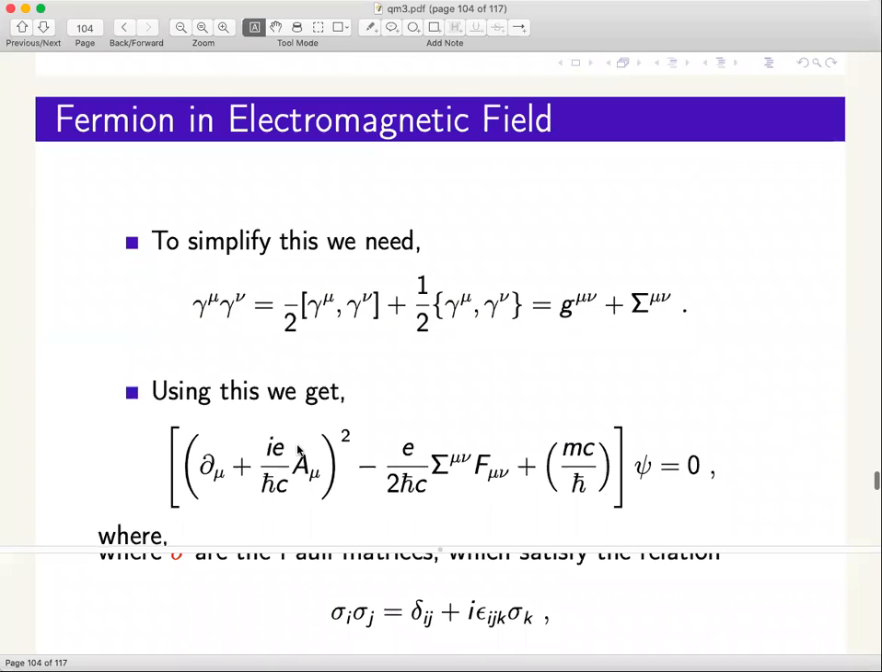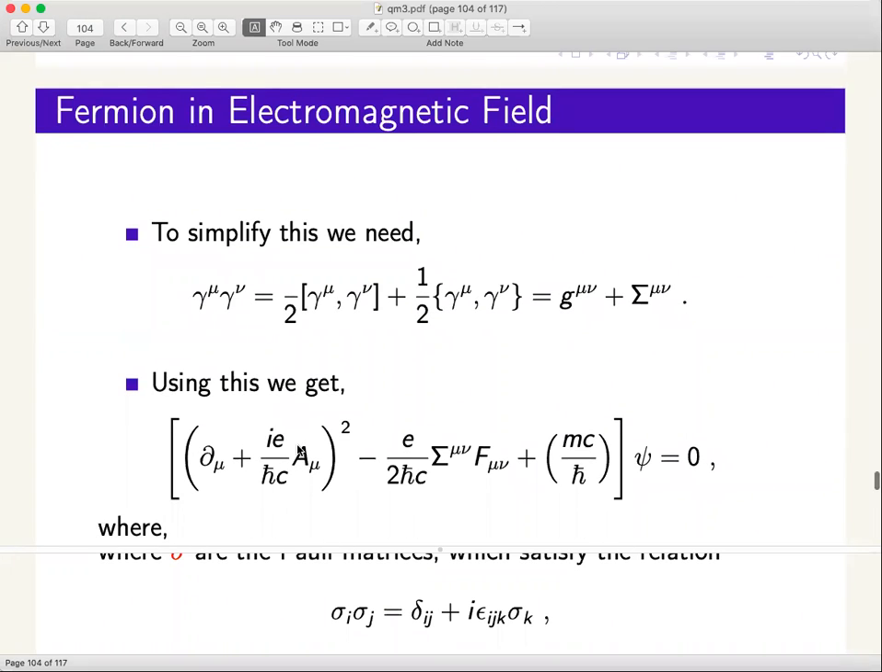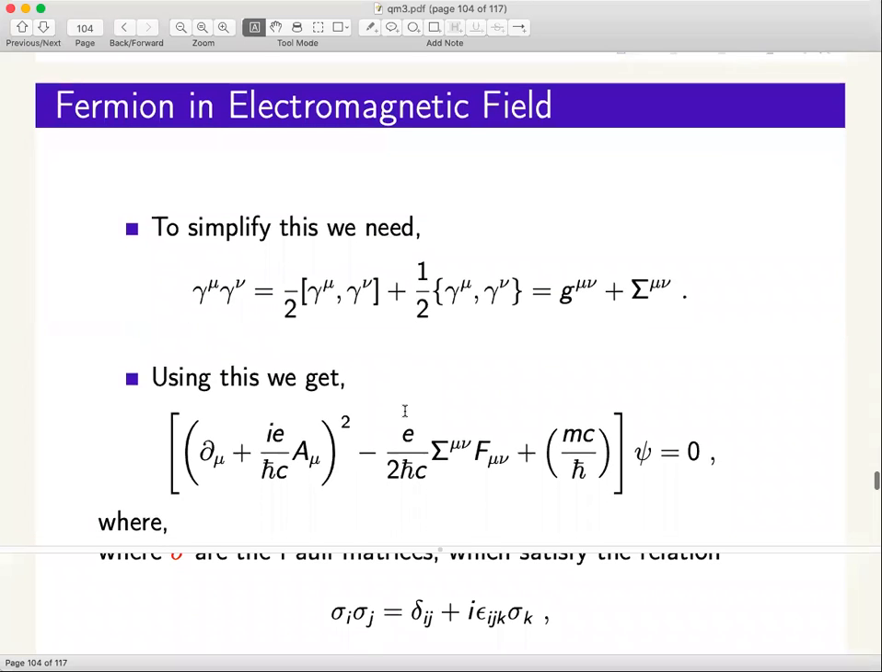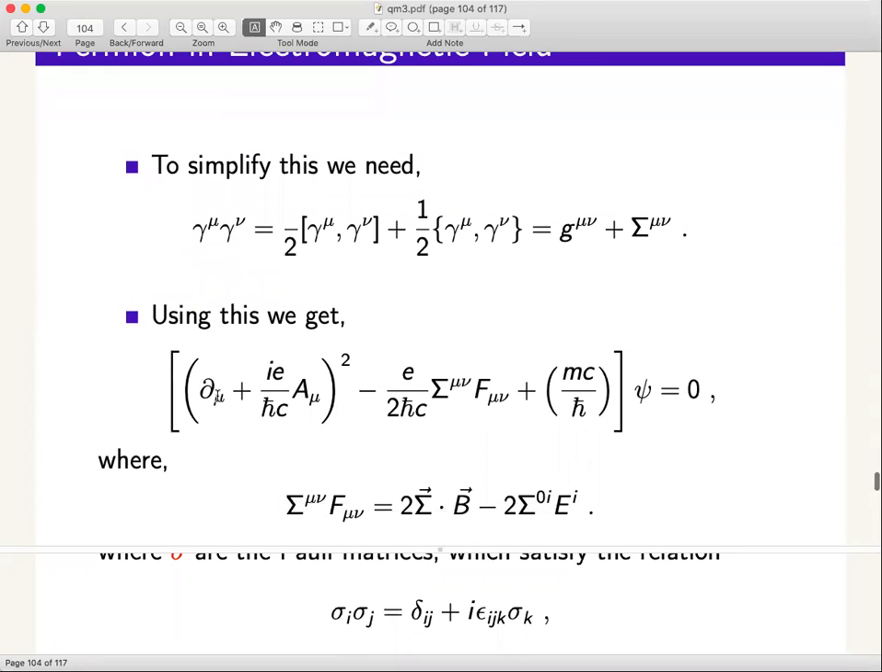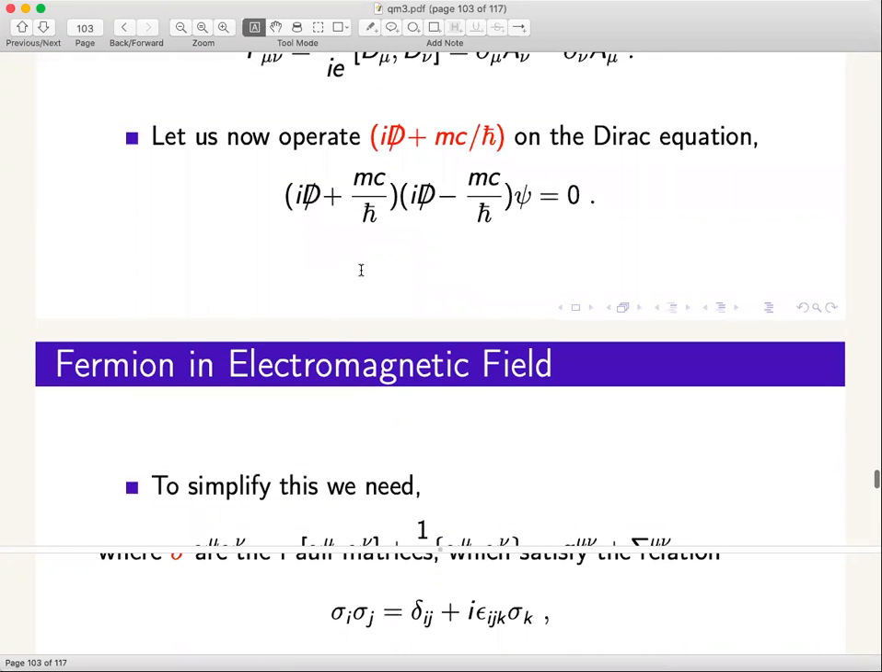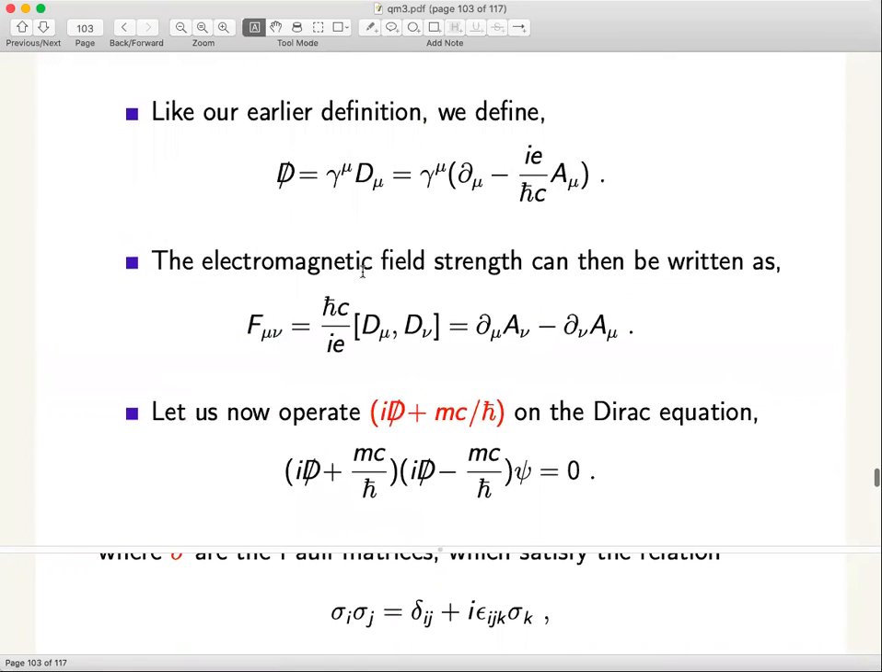So are you with me on this? There's a minus sign in del mu minus i e a mu by h bar c. Oh boy. Okay, yeah. Thanks. I'll correct that. Yes, you're right. By the time I came from here to here, I switched the sign.